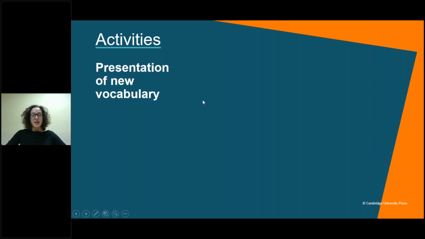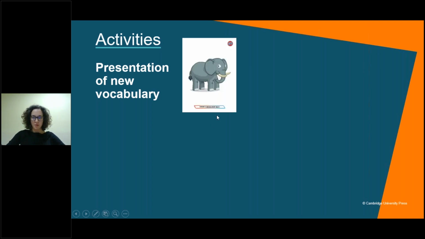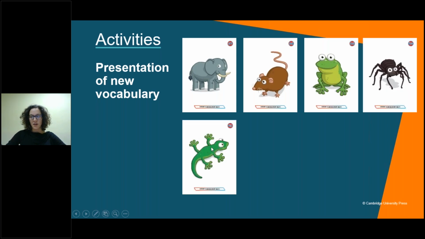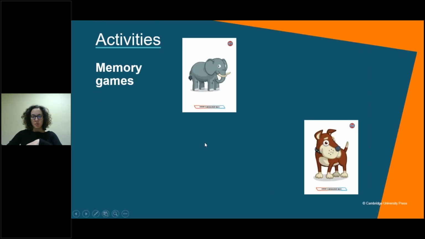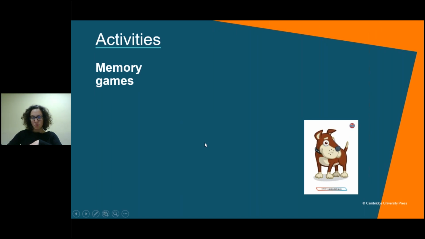So activities. First, visuals for presentation of new vocabulary. We've got a lot of flashcards to present our new vocabulary. We go one by one, then we can have it all in a row. After presenting and naming all of them, like elephant, mouse, and so on, we can play some memory game with them.